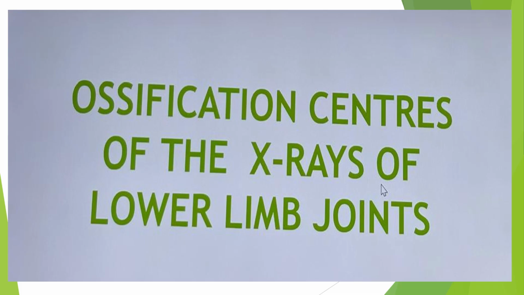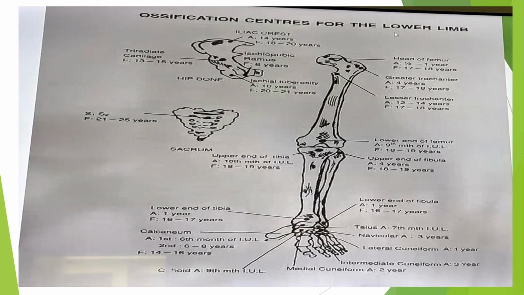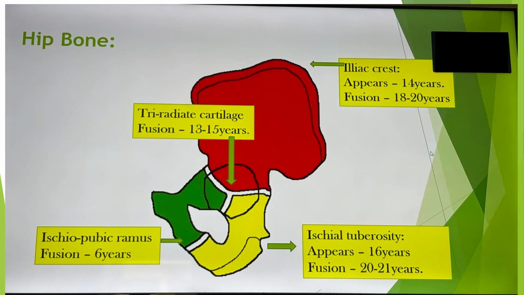We'll see how we determine age through X-rays. So this is the ossification centers for the lower limbs. We'll see it in the coming slides. If you see here, the hip bone: the iliac crest appears at 14 years and the fusion is at 18 to 20 years. The triradiate cartilage fusion occurs from 13 to 15 years, and the ischial tuberosity appears at 16 years and fusion is from 20 to 21 years, and ischiopubic rami fusion is 6 to 7 years.